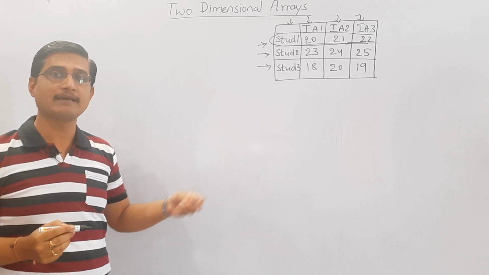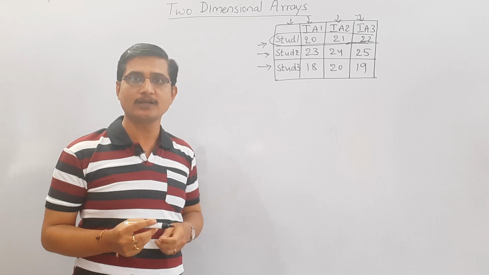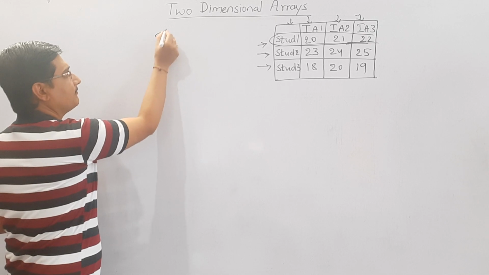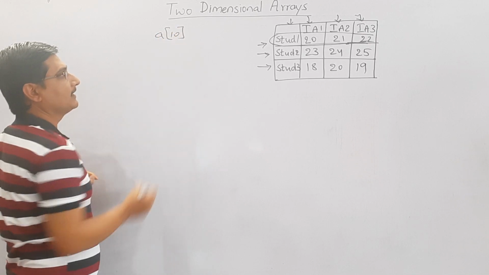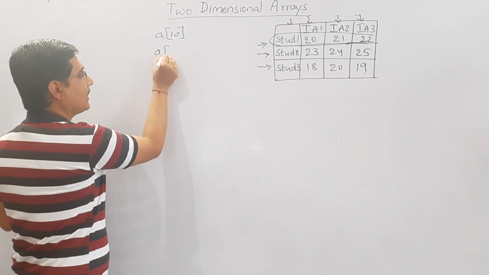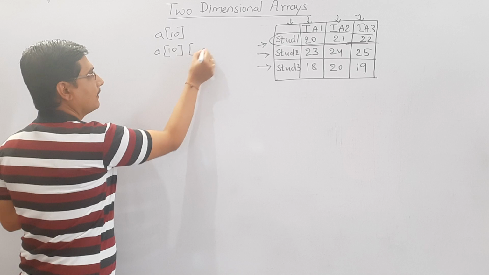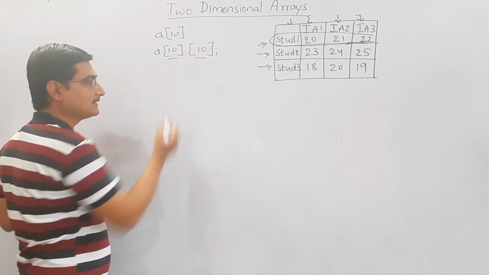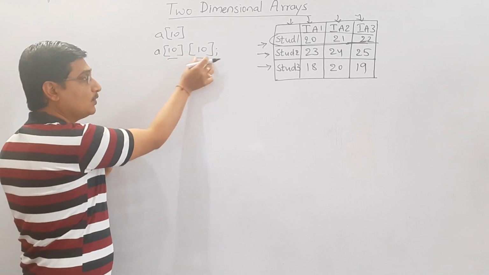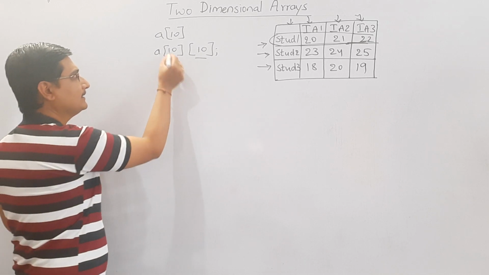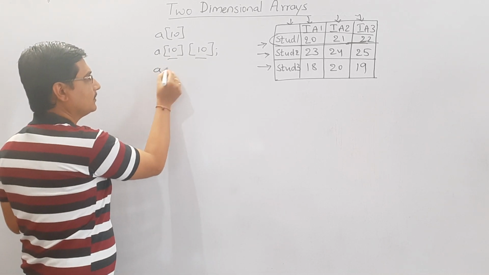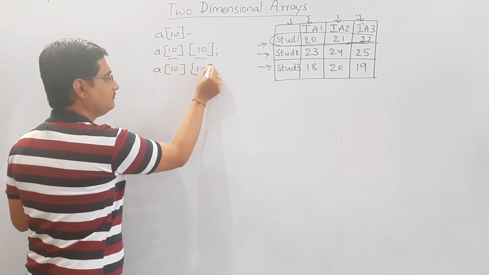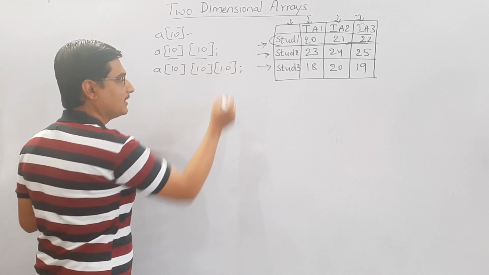Multi-dimensional array means if it has more than one subscript, then we call that a multi-dimensional array. If I declare some array with one subscript, then it is a single-dimensional array. If I have this type of array where I have 2 indices or 2 subscripts, or we can say 2 square brackets, then it is a two-dimensional array. Usually if it is more than one, then we call it a multi-dimensional array. Say this is a 3-dimensional array.